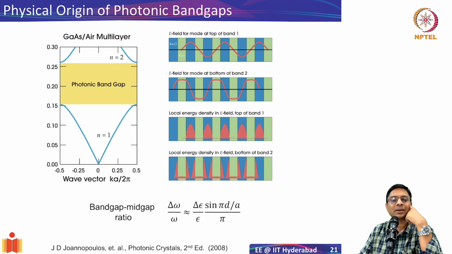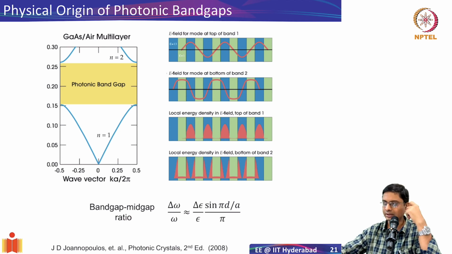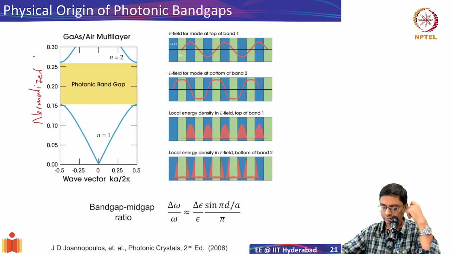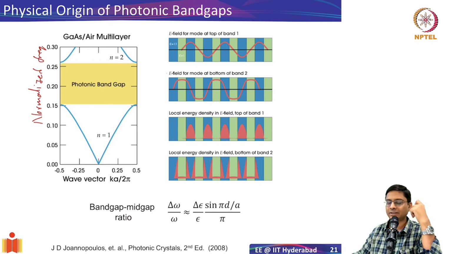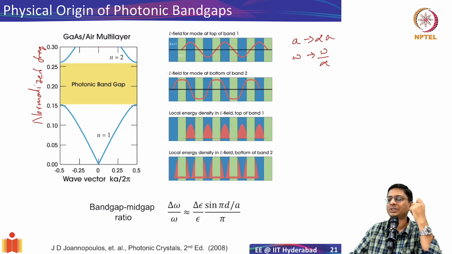Interestingly, regarding the amount of band gap, we said this is normalized frequency. Let's say my periodicity was A, and now I increase my periodicity to some alpha times A. What happens to my frequency? Now the frequency will reduce by omega by alpha. So it's not useful to simply talk about delta omega. Delta omega is the band gap effectively, delta energy.